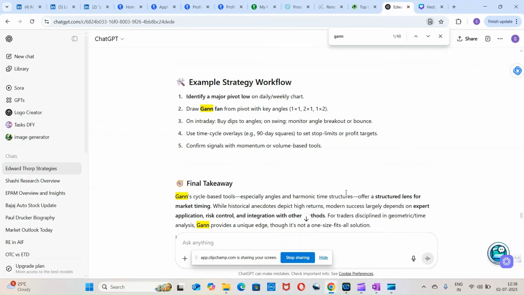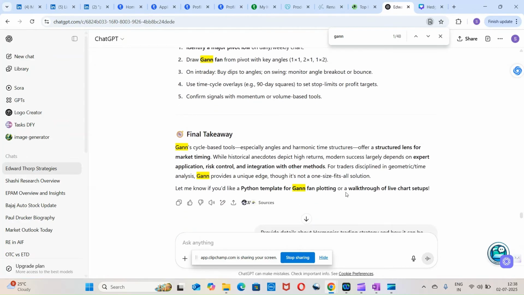So that is the Gann cycle-based tools. These tools, especially angles and harmonic time structures, offer a structured lens for market timing. Some anecdotes show high returns with good risk control, and there is some edge, because at least Gann achieved decent returns from these.